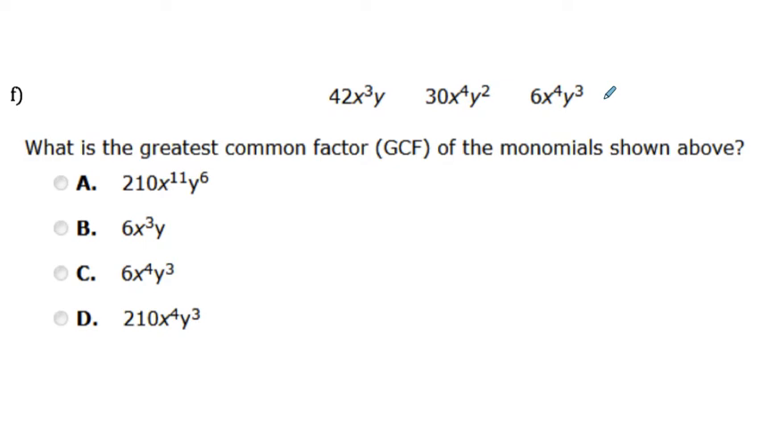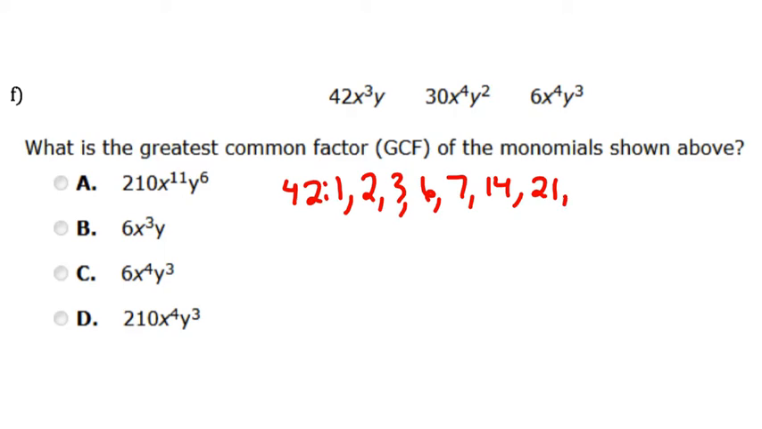All right, F. Remember, we need all three of these numbers, so I'm going to look at all three of them. 42, we had this one on the bell ringer. So 1, 2, 3, 4 doesn't go in evenly, 5 doesn't go in evenly, 6 does, and 7, and then 3 and 14, and then 2 and 21. There we go. And then 42.